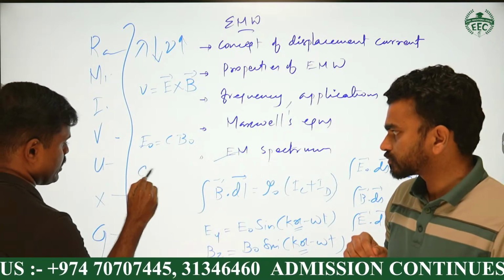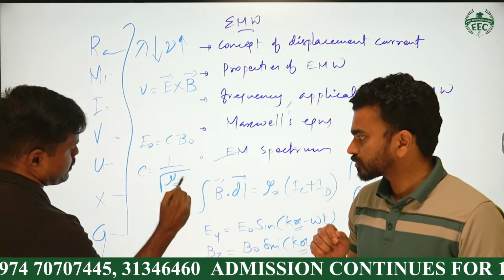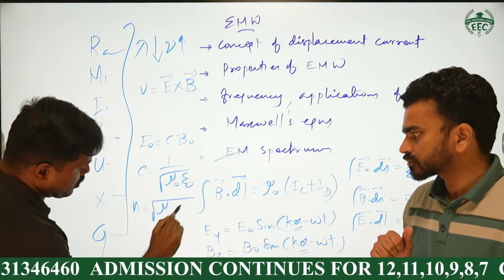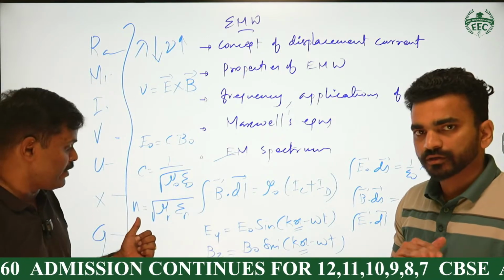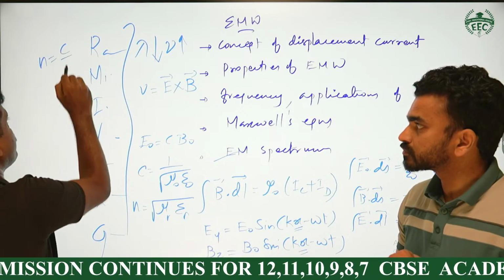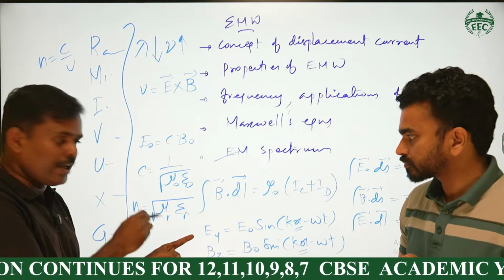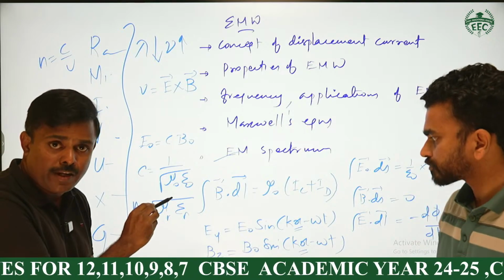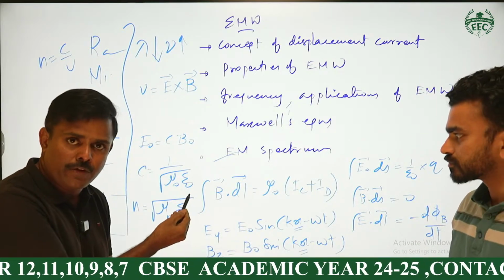One is C is equal to 1 by root of mu 0 epsilon 0. This is the velocity of light, and refractive index is given by root of mu r epsilon r. Refractive index is given by N is equal to C upon V. So if you put this over here, you will get root of mu r epsilon r over mu 0 epsilon 0. Mu 0 is the permeability of free space. Epsilon 0 is the permittivity of free space.